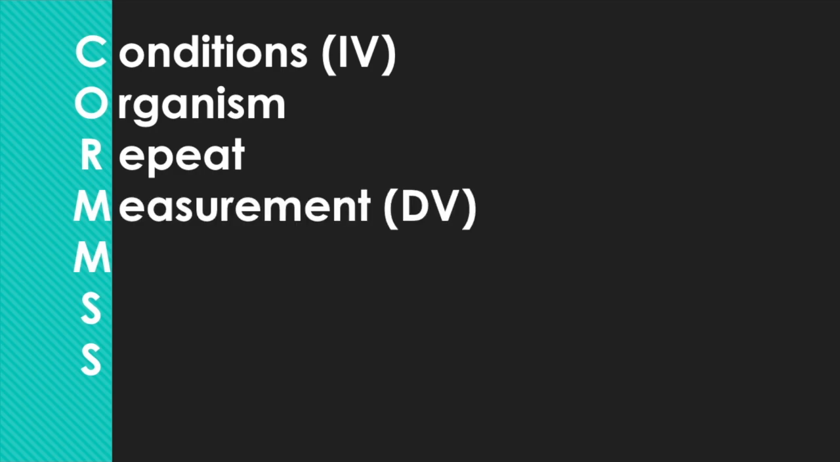C stands for conditions. What are the different situations that you're going to expose your organism to when you experiment on it? O stands for organism. How does the organism need to be the same? R stands for repeat. You've got to say that you're going to repeat your experiment. The first M stands for measurement. How are you going to measure your dependent variable?